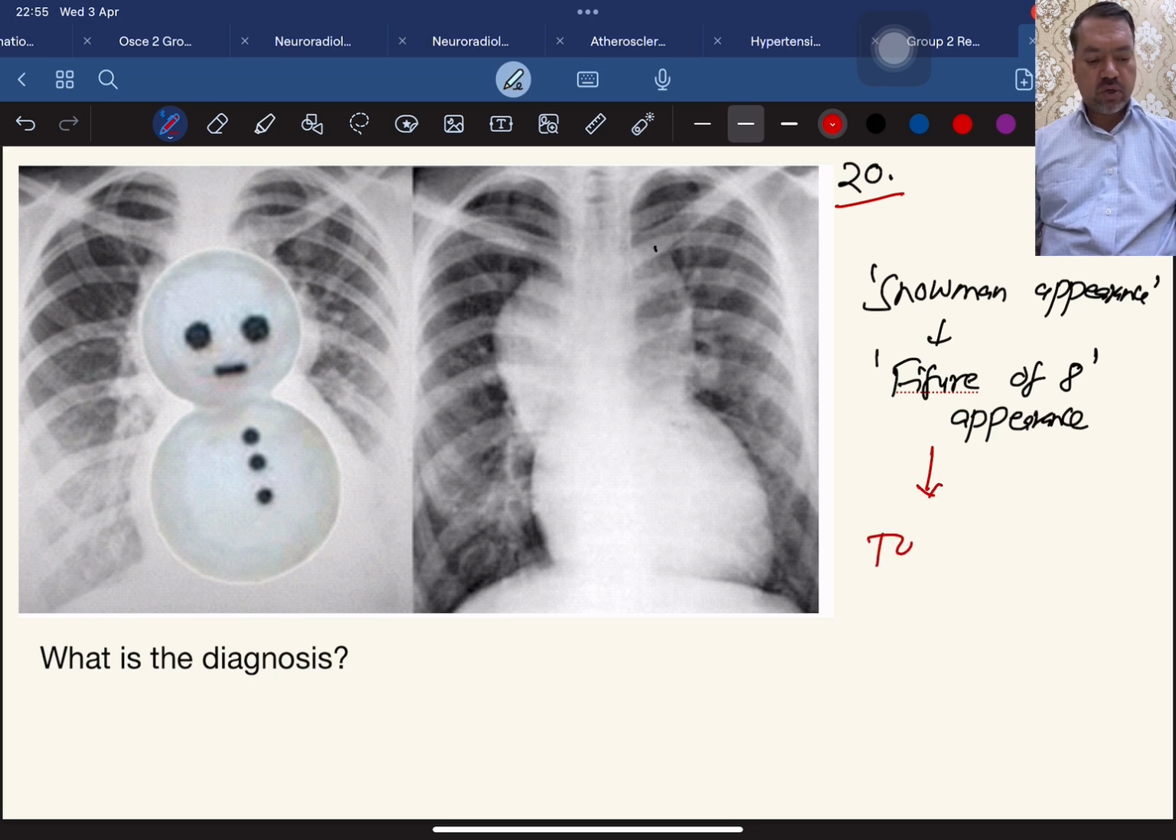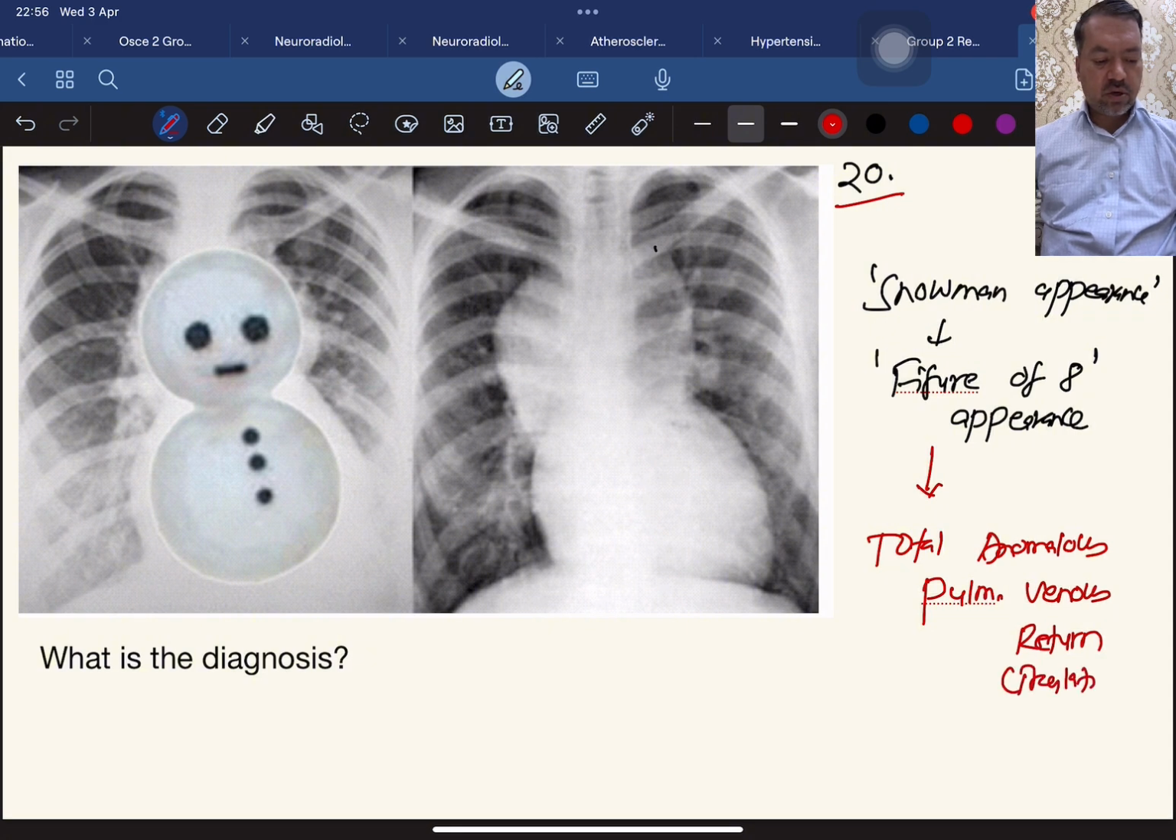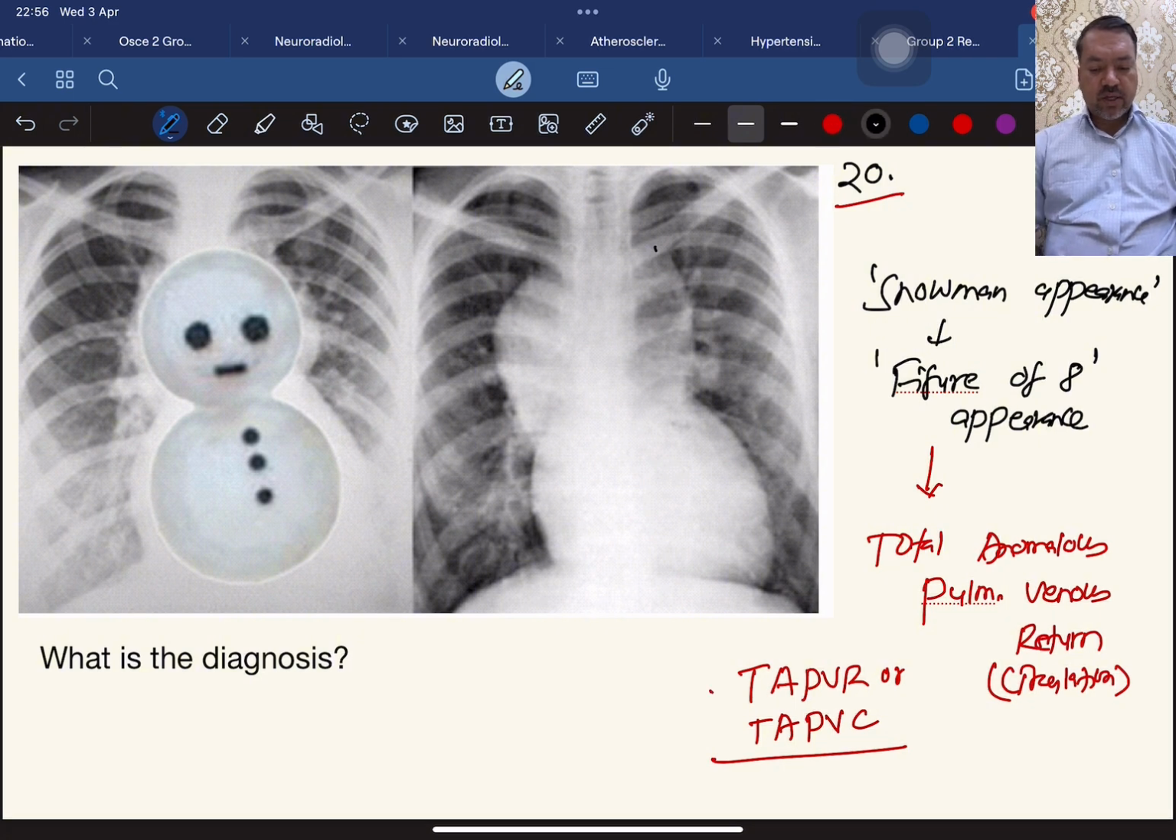This is a case of total anomalous pulmonary venous return, or total anomalous pulmonary venous circulation or connection. In short form we call it TAPVR or TAPVC. Now a little bit of explanation regarding this, because you want to know this. This is a type of cyanotic congenital heart disease.